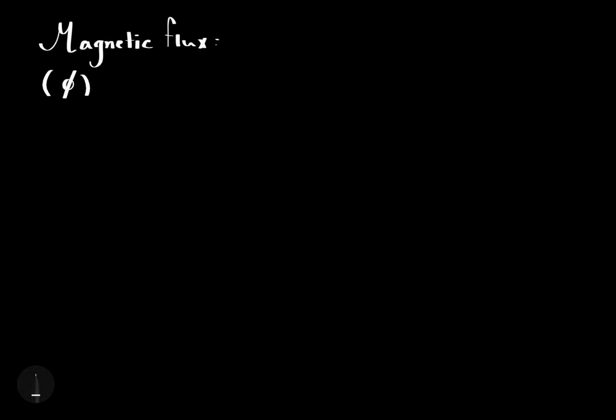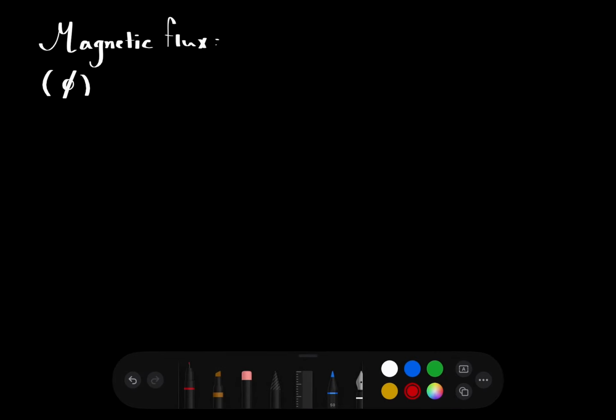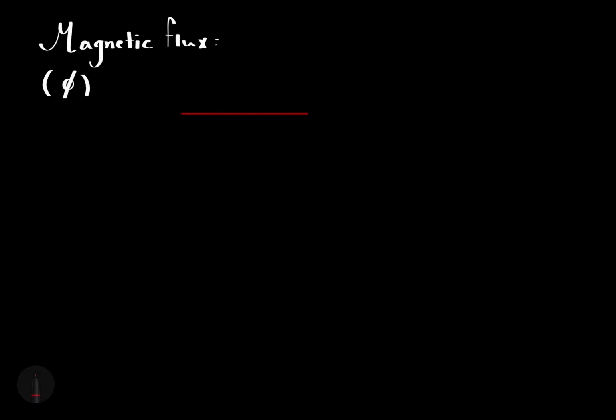Let's go ahead and learn about magnetic flux, which is one of the most important topics you need to know about when it comes to electromagnetic induction. So, imagine these red lines as a bunch of lines that represent the magnetic field lines of a magnetic field.